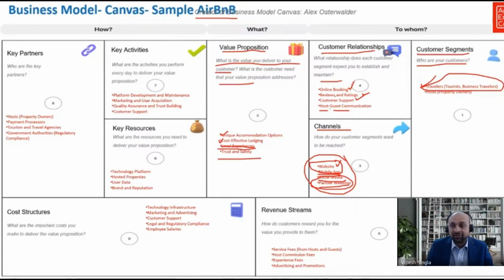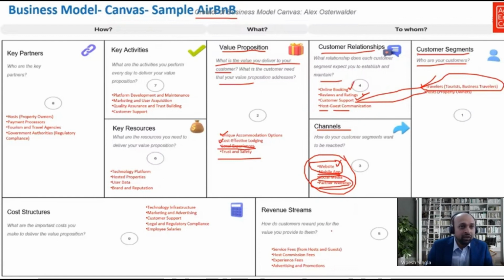Reviews and ratings, basically both host as well as the traveler can provide reviews and ratings to each other, right? Based on the experience of host and traveler with each other, they provide rating to each other. Customer support is available to both parties, including the host as well as the travelers. And then the online bookings which the travelers can do. So these are the four relationship channels.